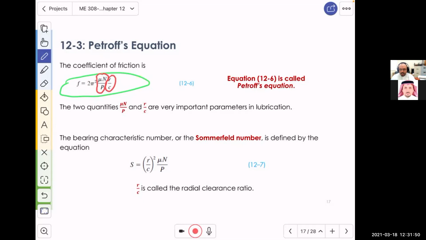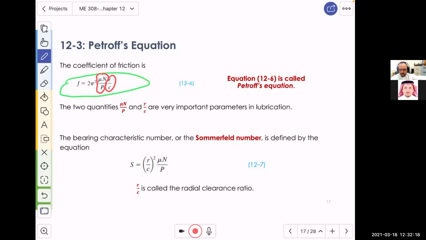So pressure is very simple. You can imagine that in the journal bearing, you just put a pressure gauge, which are cheap. You can find them anywhere. The RPM is a very standard term. You go to any industry, nobody in the industry doesn't know what is the RPM of this pump, what is the RPM of this turbine.